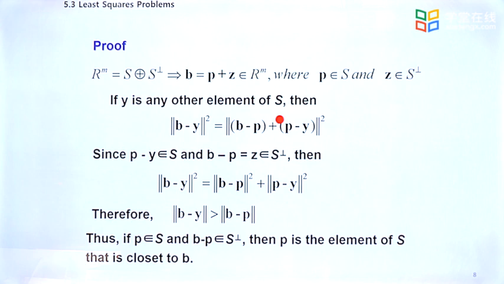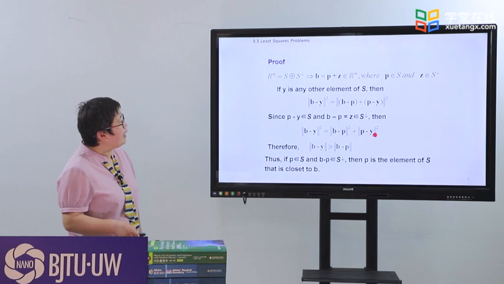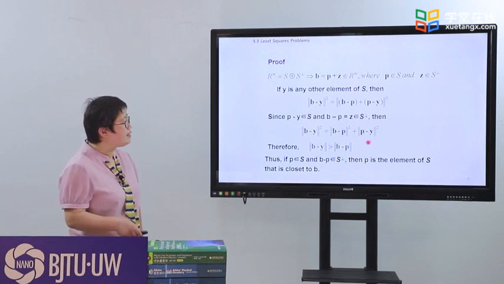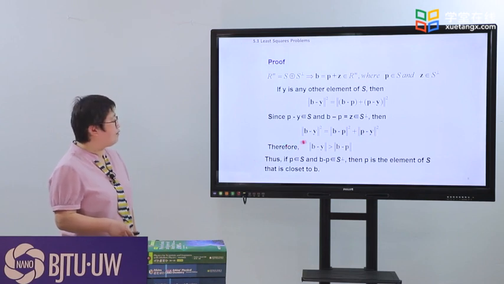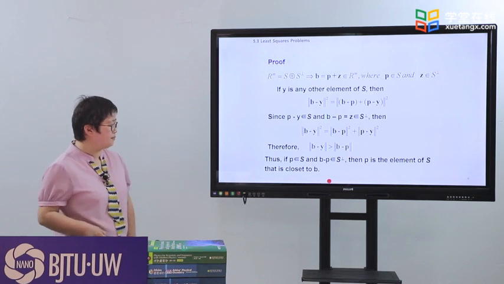So we know that the vector B minus P and the vector P minus Y are orthogonal. By the Pythagorean law, the length squared of B minus Y equals the length squared of B minus P plus the length squared of P minus Y. Because P and Y are not the same vector, the length of P minus Y is greater than 0. Therefore, the length of B minus Y is greater than the length of B minus P.